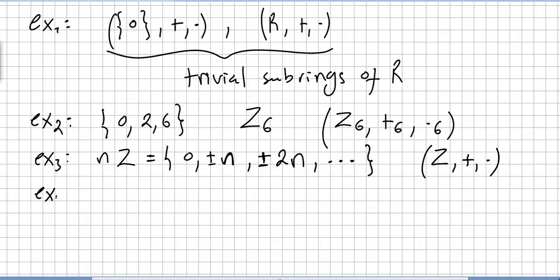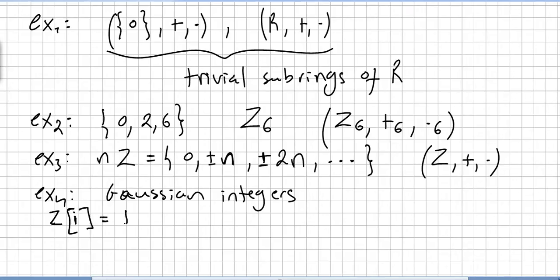Another example is what we call the Gaussian integers, meaning Z[i], the set of a plus bi such that a and b are in the integers. This Z[i] is a subring of the complex numbers.